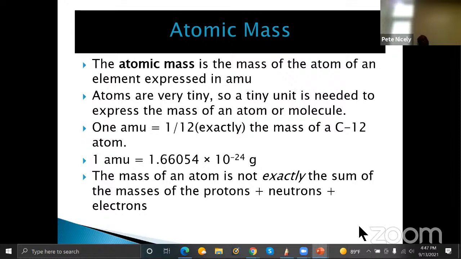But for those of you who plan to do general chemistry 2, you're going to learn more about why this is the case. Why is it that the mass of an atom is not the same as the total mass of the protons, neutrons, and electrons? There is a concept known as mass defect, which explains this observation, which, as I said before, is beyond the scope of this course, all right?